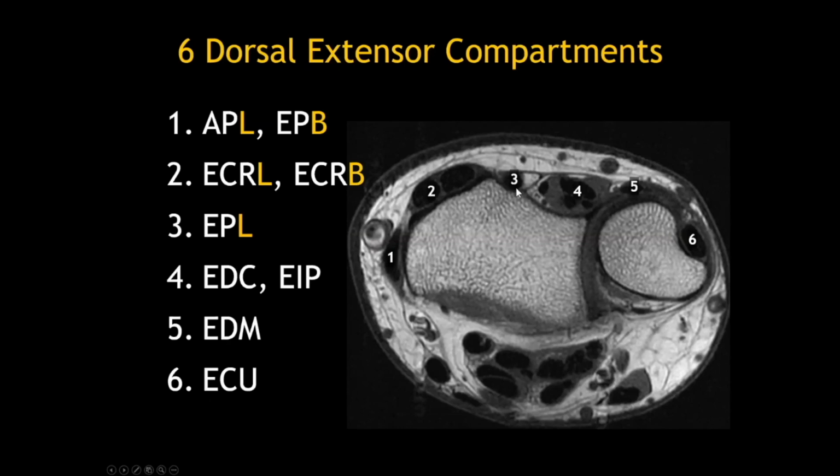We'll find the third dorsal extensor compartment, or extensor pollicis longus. Next to that, we'll find the fourth dorsal extensor compartment, extensor digitorum communis and extensor indicis proprius. Next to that, the extensor digiti minimi. And finally, in the ulnar groove, the sixth extensor compartment, or the extensor carpi ulnaris tendon. And if you're trying to remember these tendons and keep them straight in your head, at least the first 3 compartments, you can use the mnemonic longus, brevis, longus, brevis, longus.